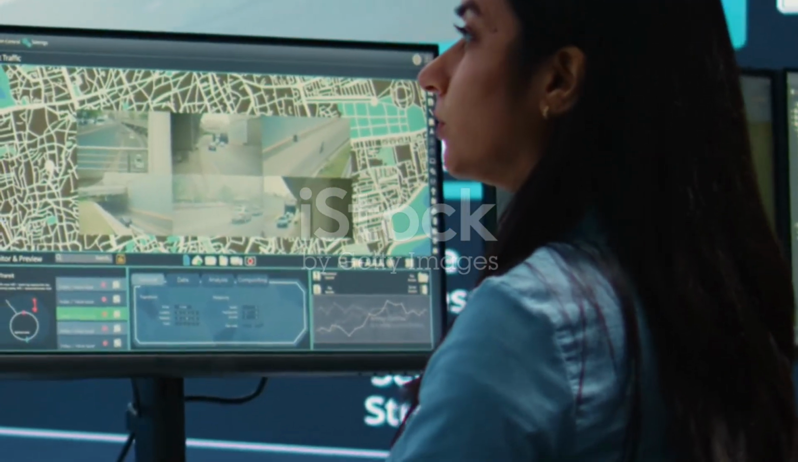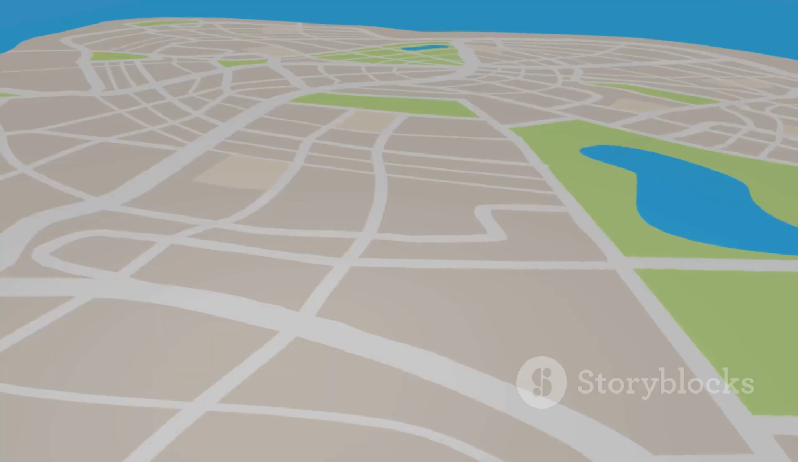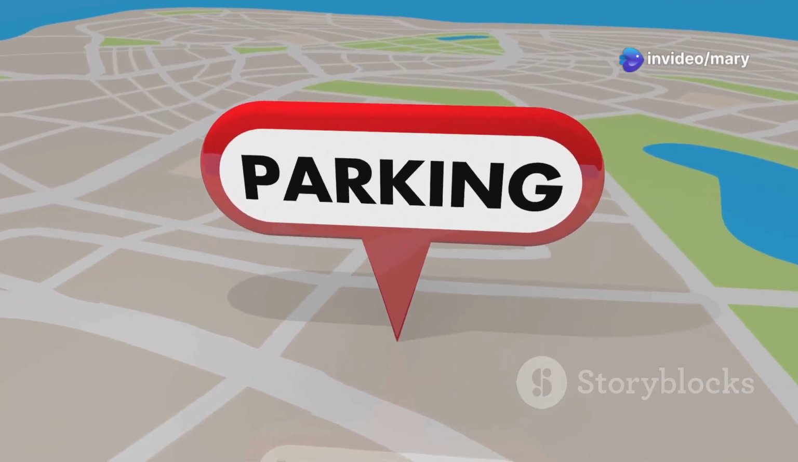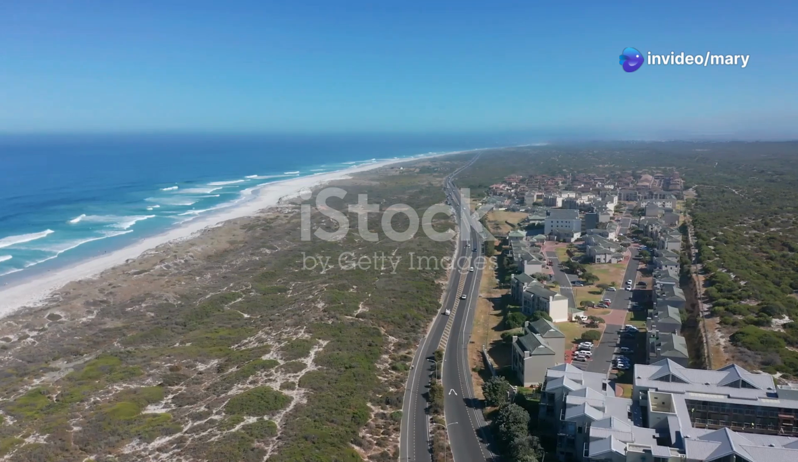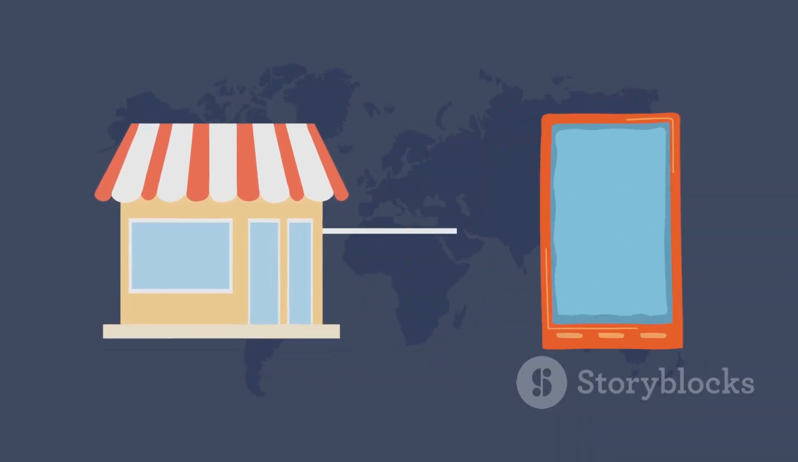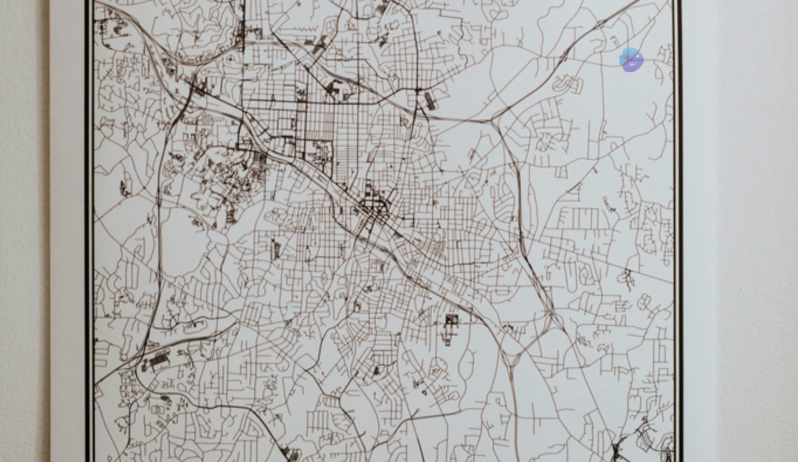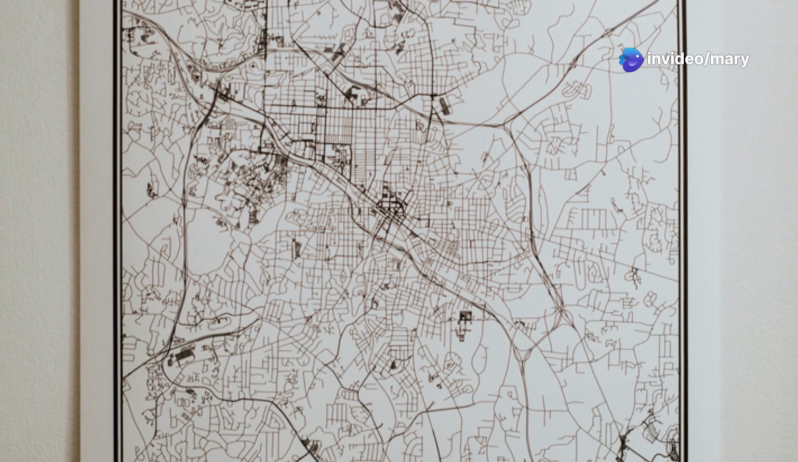Map makers use several methods for generalization. Let's explore a few. Simplification involves smoothing out complex shapes. For example, a jagged coastline might be simplified with fewer curves. This makes the map easier to read without losing essential information. Selection means choosing which features to include and which to leave out. For a city map, major roads would be included, but smaller alleys might be omitted.